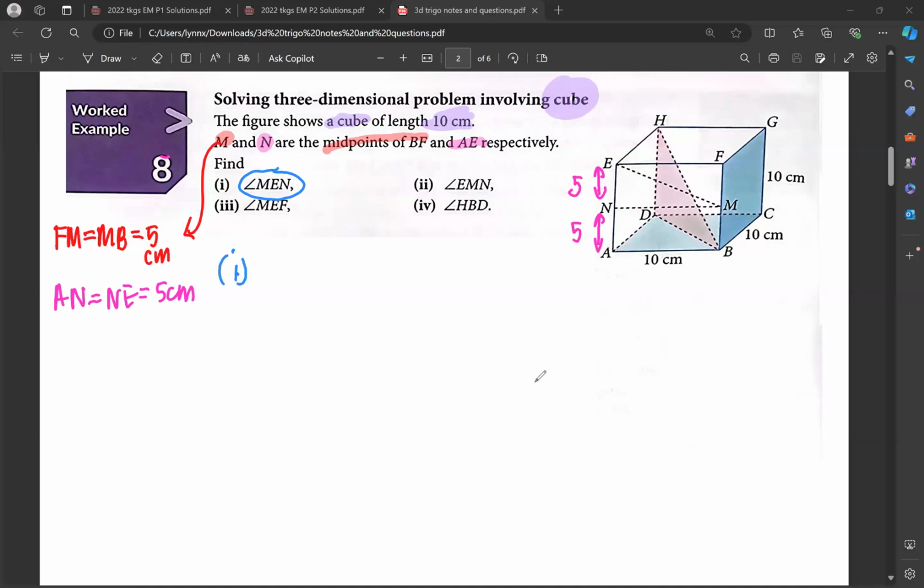Yes, so part 1 is MEN in triangle MEN. Obviously, I will mark a 90 degrees. I have M, I have E, I have N. So I want to find N, which is right here, question mark, correct or not? And what information am I given? So I'm given 5 here. And what else? Yes, then what do I do now?